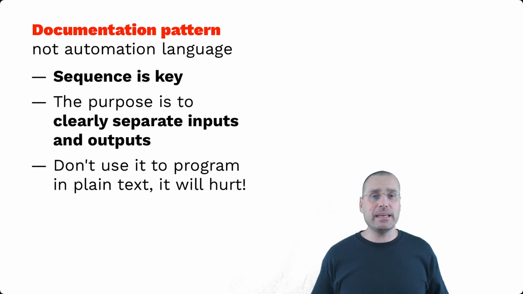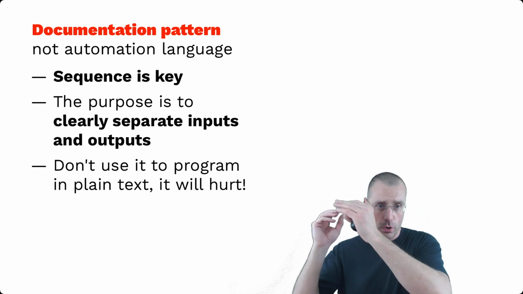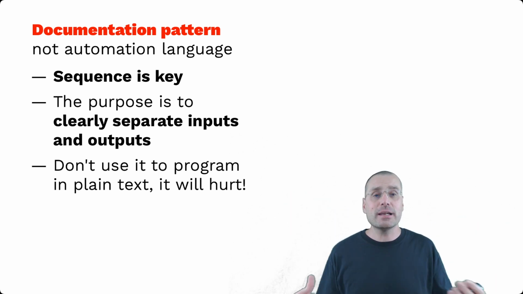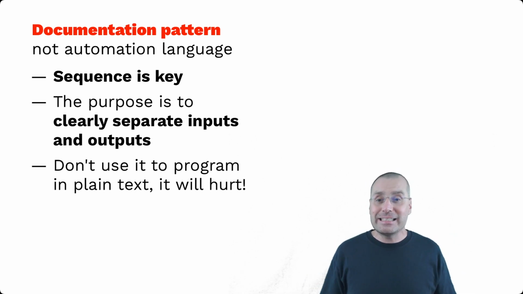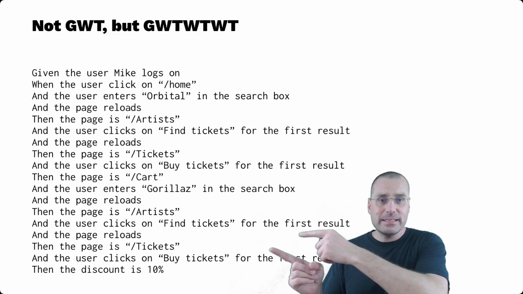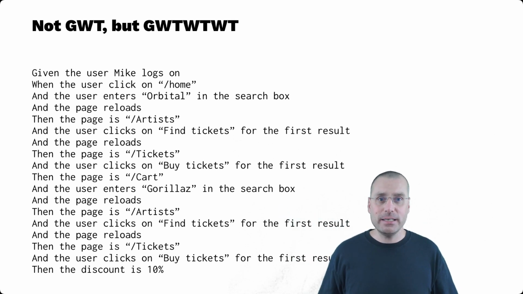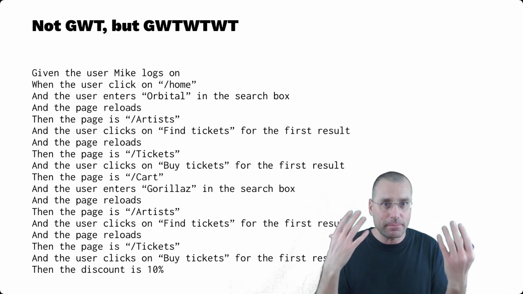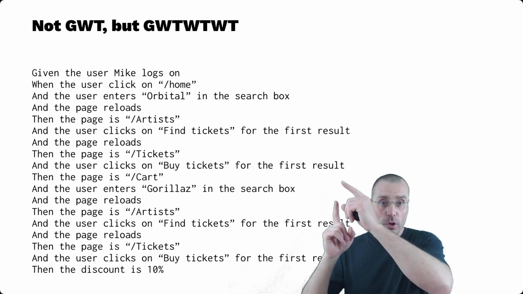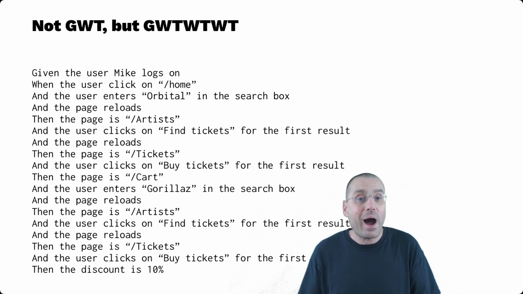For me, the key thing here is really the sequence, and the purpose of splitting given when then, or arrange, act, assert, or precondition, trigger, postcondition, is to clearly separate inputs and outputs so we can reason about them. So I can say, well, I see that the result here is 10%, but why? What brings me to 10%? Is it the fact that the user is logged on, so we give them 10%? Is it the fact that Mike is logged on, maybe Mike has something special about him? Is it that we've bought this thing, and that gives me 10%? Why is it like that?